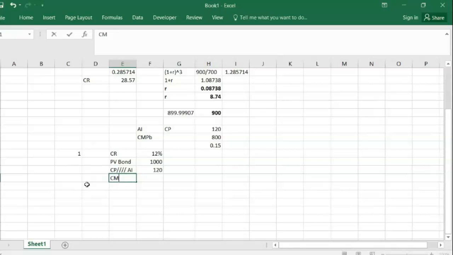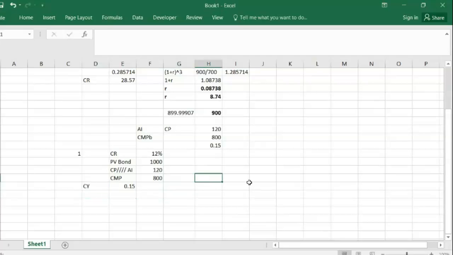And you can take the current market price. In the previous problem, it is given as 800 rupees. Hence, it is 800 rupees. We can calculate 120 divided by 800 as the current yield. So the current yield is 15%.